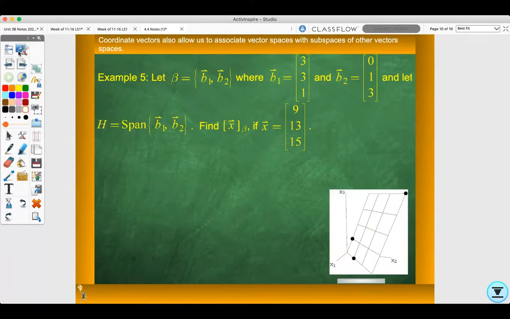Coordinate vectors also allow us to associate vector spaces with subspaces of other vector spaces. So looking at example 5, let B equal b1 and b2, where b1 is 3, 3, 1, b2 is 0, 1, 3, and let H equal the span of b1, b2. Find the coordinate vector of x relative to B if x equals 9, 13, and 15. So first we're going to let c1 b1 plus c2 b2 equal x.